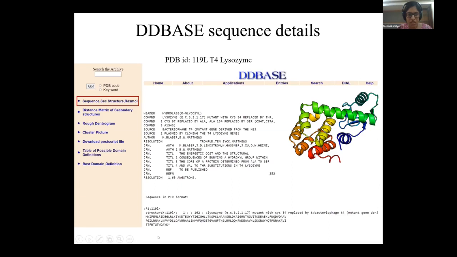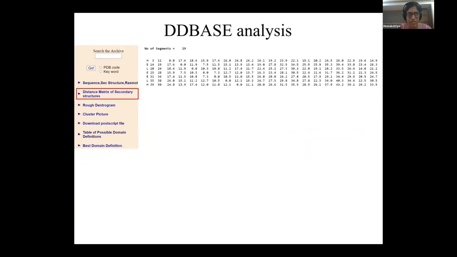And we'll also get the amino acid sequence of this entry in the PIR format, directly derived from PDB. And then there are several other results which are calculated in DTBase, which we'll be seeing now.